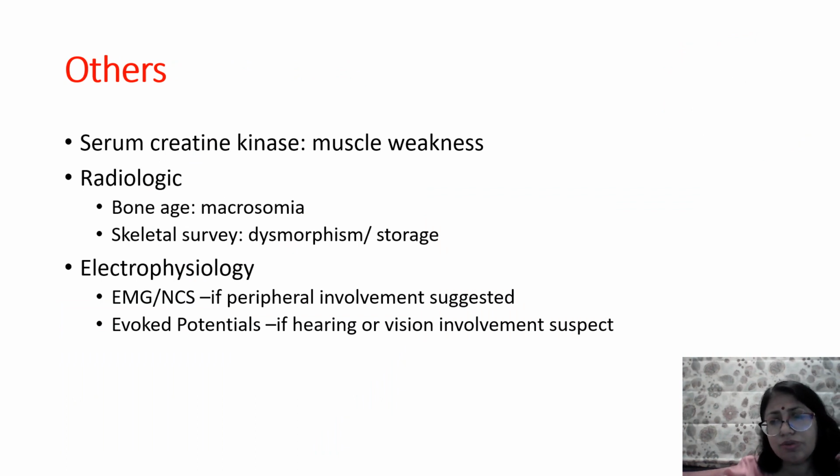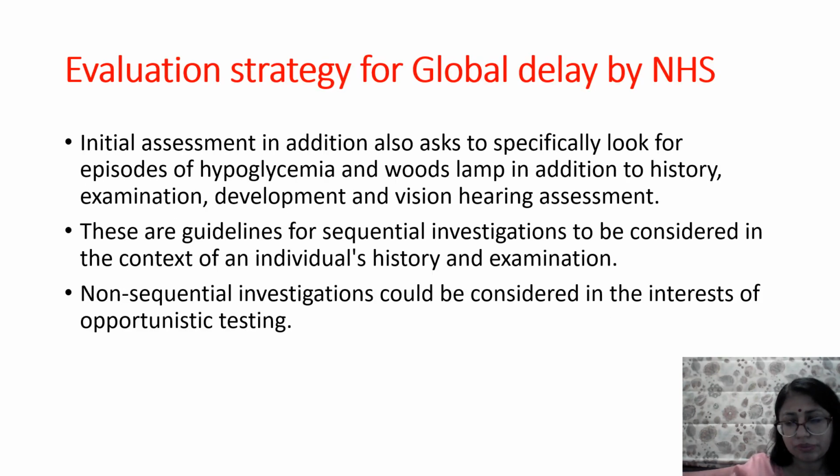Other tests would be, if we have underlying muscle weakness, we do a serum creatine kinase. We do some radiological tests like bone age if macrosomia is there, skeletal survey if dysmorphism is there and we are suspecting a storage disorder, and we do electrophysiological tests like EMG and NCS if peripheral nerve involvement is there, and evoked potentials if we suspect that there are associated vision and hearing problems.